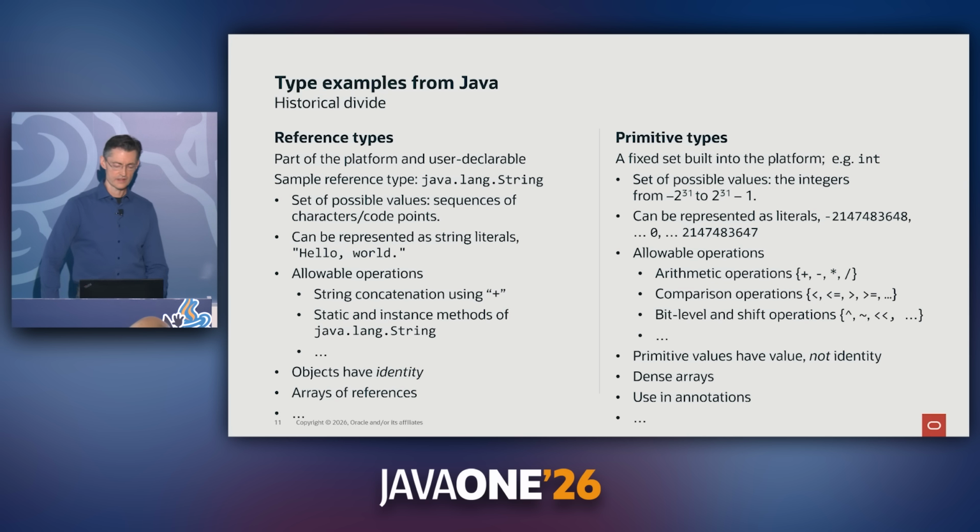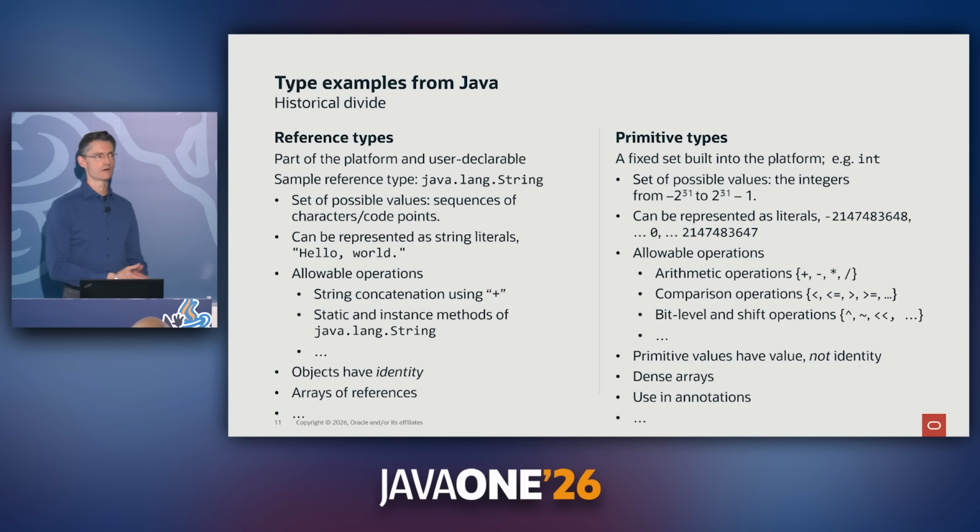Unlike reference values, primitive values do not have identity. They only have their value. So you can't, say, have a lock on the int value 3. Unlike for reference types, primitive arrays are dense. You don't have to do pointer chasing. And as constants, you can use them in arrays and annotations and other locations where you need constants.